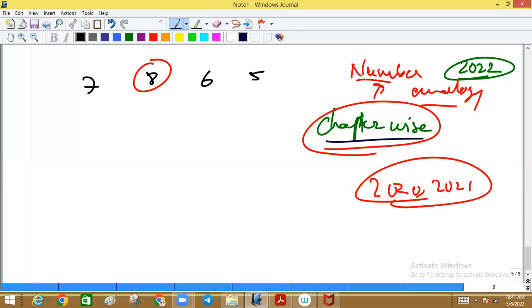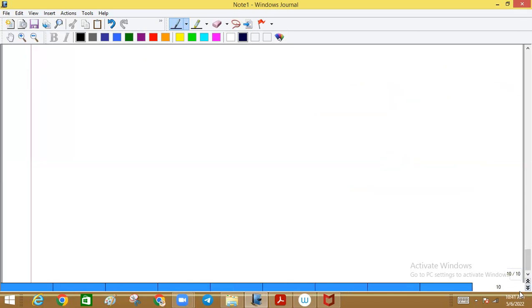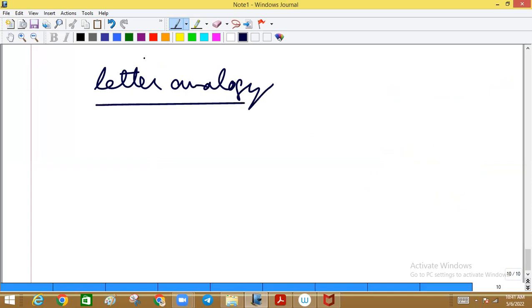Okay. Next one, letter analogy. Definitely, you'll get one question from this area as well. This letter analogy is similar to coding decoding. Remember, it is quite similar to coding decoding.